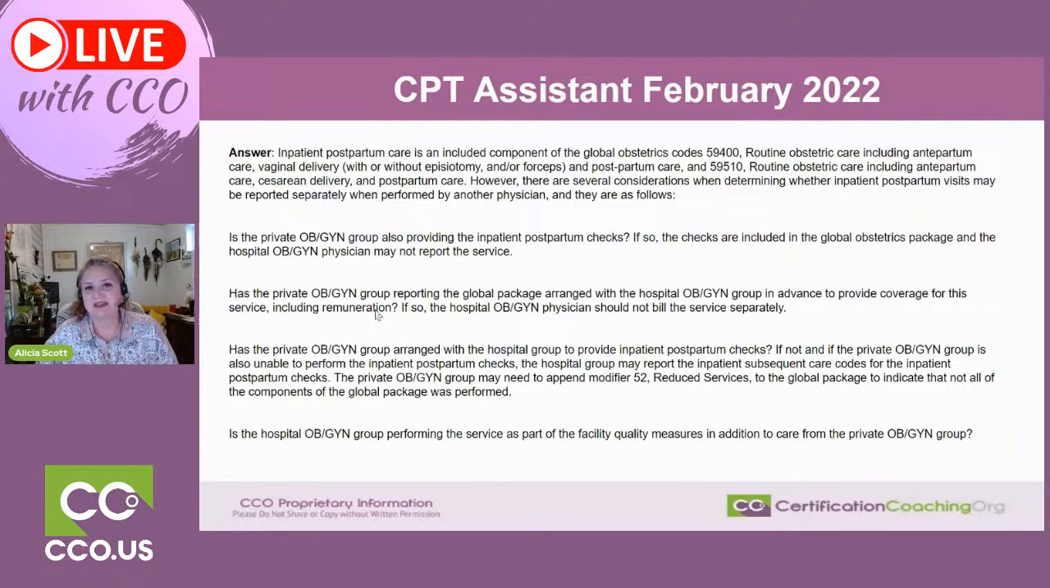Ultimately, you just have to think to yourself, who gets the reimbursement? Is it going to be the private group? If they're going to get the reimbursement and they make a deal with a hospital group, then the hospital group doesn't bill. If there is no agreement and the private group is not doing it and the hospital group does it, then they both get to bill it out. Kind of think of it that way.